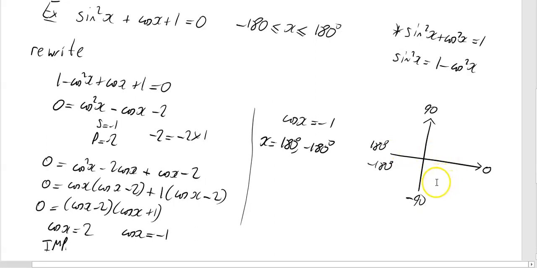You can check that if you want. You can put that into your calculator. Do sine of 180 and then square whatever you get as your answer, and then plus cos of 180 and then plus 1, and you will get 0. Likewise, do sine of minus 180 degrees, square whatever you get, then do plus cos of minus 180 and plus 1, and you will get 0, and it does work.